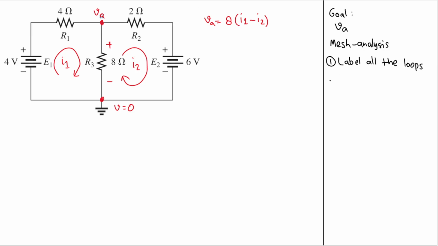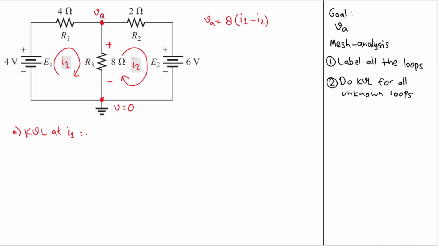Okay. And then the second step that we need to do is do KVL for all unknown loops. Right, unknown loops. Here we have I1 and I2, both are unknown. So we need to do KVL at both I1 and also I2. Let's do exactly that. The first KVL that we need to do is on I1. So let's do KVL at I1.